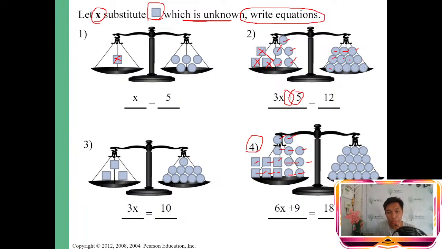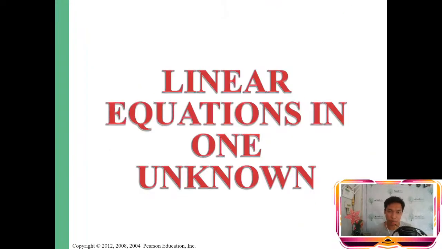If we say equation, it means the right side and the left side must be equal. That is what is meant by equation. Equation means equal. The right and the left sides are equal. Now let's proceed to some vocabulary here. How do we find your linear equation in one unknown?